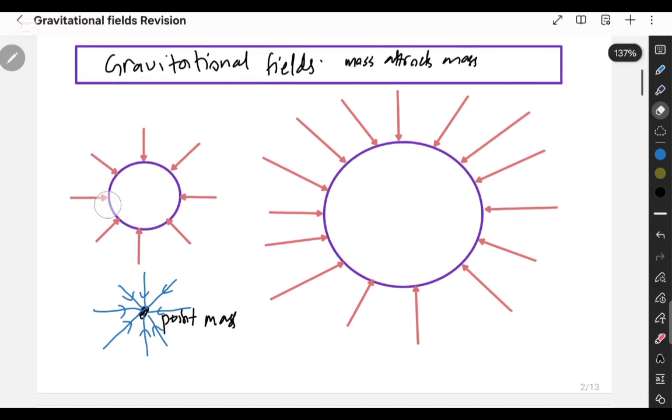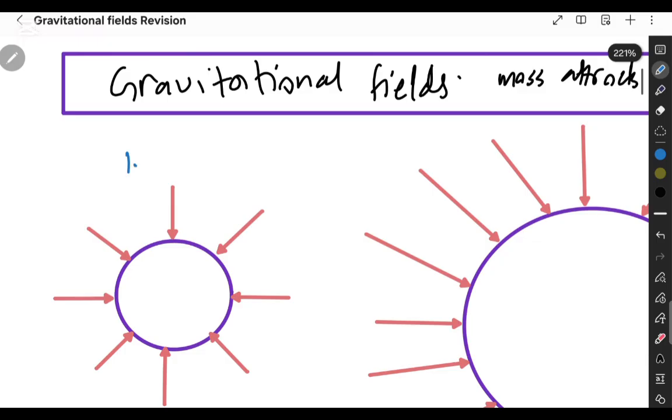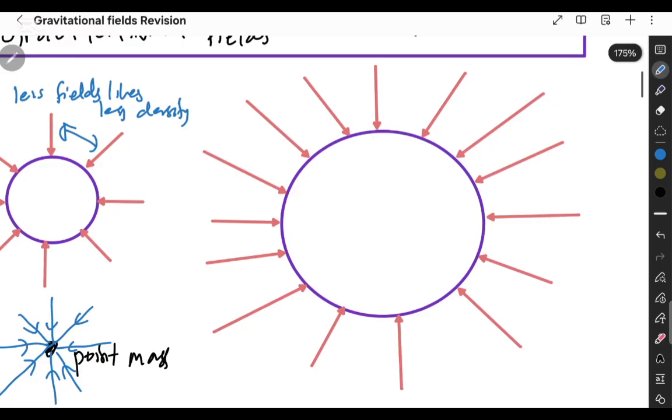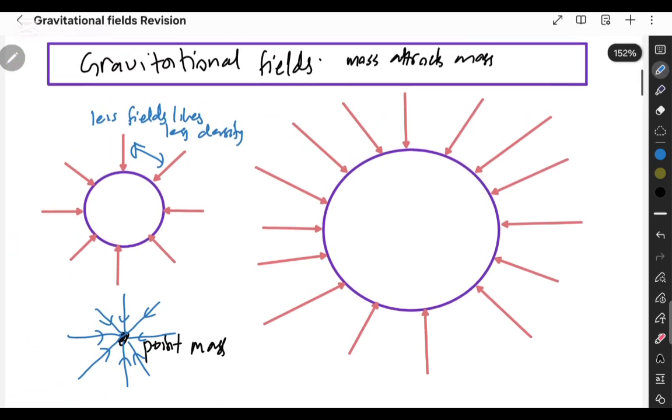And notice something: a smaller mass has fewer field lines, and there is less density as well, because there's more space between the field lines. For a bigger mass, the space is more dense and there are more field lines. So you can make a comparison like this as well. You can maybe get a 2-3 mark question on this, and there have been questions on this, so you just need to keep that in mind.